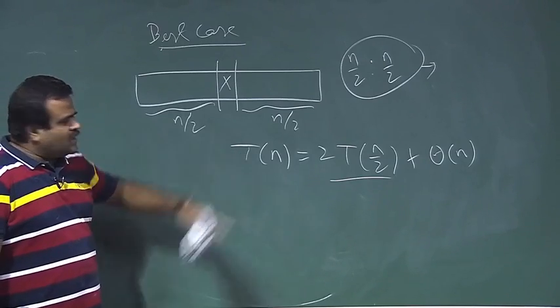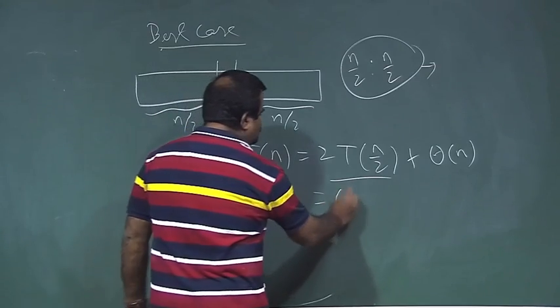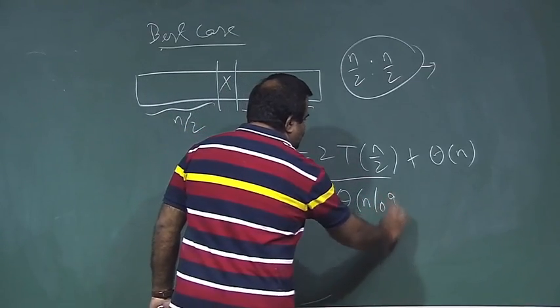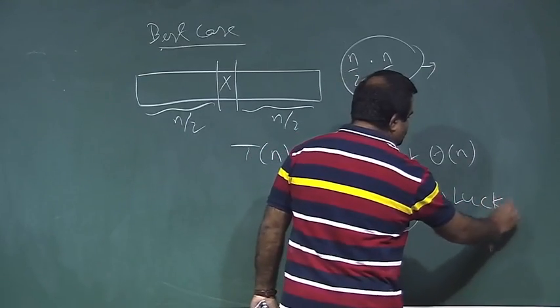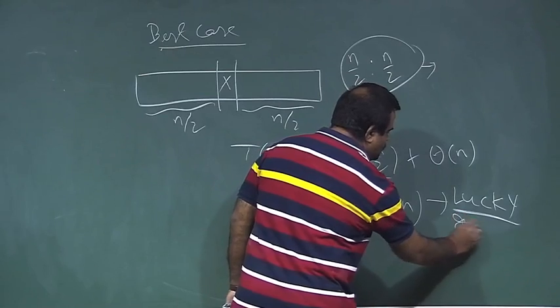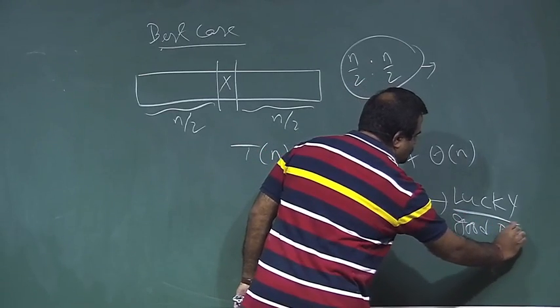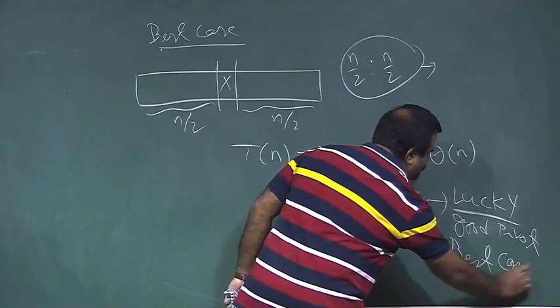Now, this recurrence we have seen, this is the same recurrence as merge sort. So what is the solution? Again, if we use the master method, we can get the solution n log n. So good, this is the lucky case. Lucky, so good pivot, best case, anything you can name.